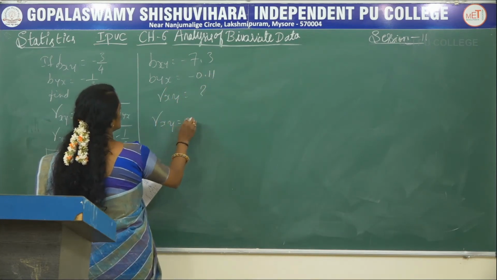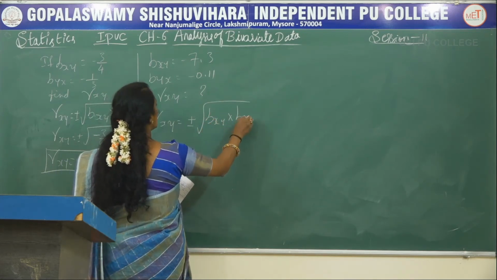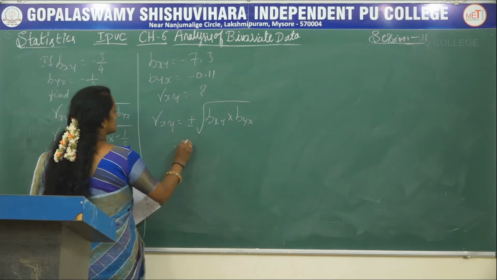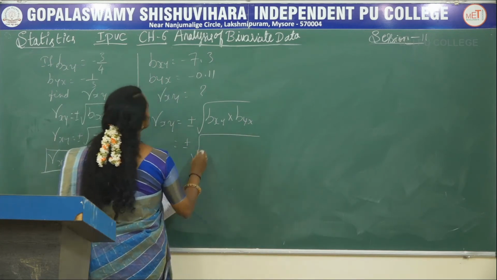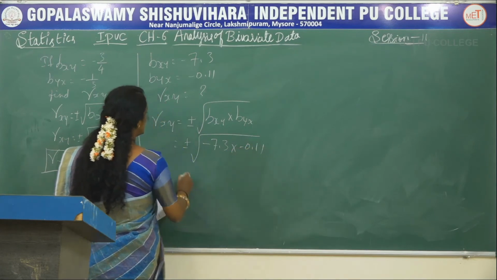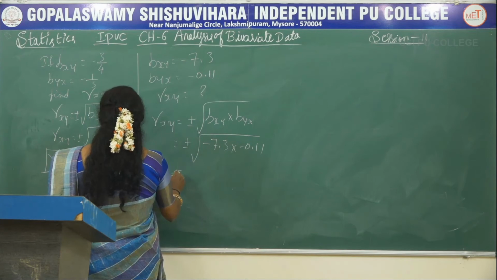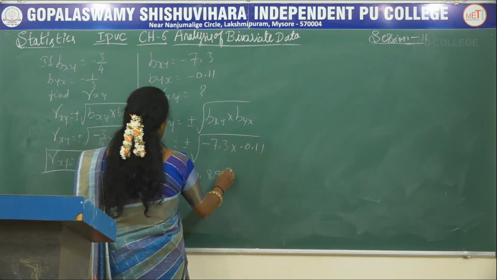Correlation coefficient is equal to plus or minus square root of B of xy into B of yx. So this is plus or minus square root of minus 7.3 into minus 0.11. Minus into minus will become plus. This is equal to 0.8961.